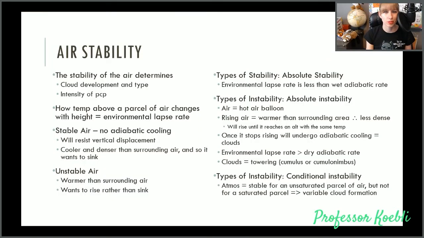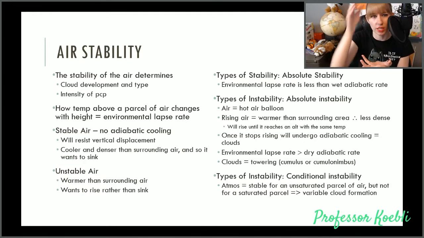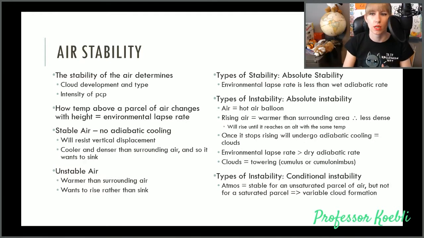Now let's talk about air stability. We've mentioned the fact that you have stable and unstable air in the atmosphere, and the atmosphere always wants to be unstable versus stable. It doesn't like being stable. And so this is where we get the stability of air determining cloud development and its type, and then the intensity of precipitation that happens afterwards. This also influences how the temperature above a parcel of air will change with height and environmental lapse rate. The environmental lapse rate is how temperature changes, okay? So that's all you need to remember. How does temperature change? That is the environmental lapse rate.